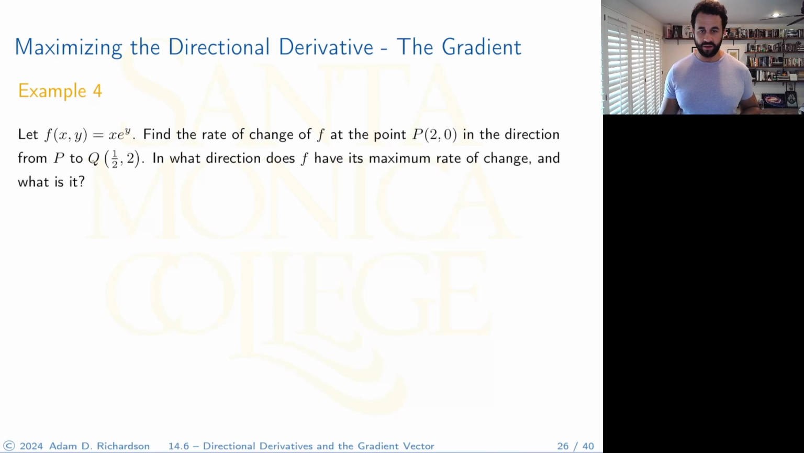All right, here we go. So we need to find the rate of change of f at that point in the direction of this point. So we're going to have to compute a displacement vector first of all. That will give us a displacement vector. Then we're going to have to normalize it, and then we can compute the partials and dot them with our normalized vector. Pretty sure that's what we're going to do.